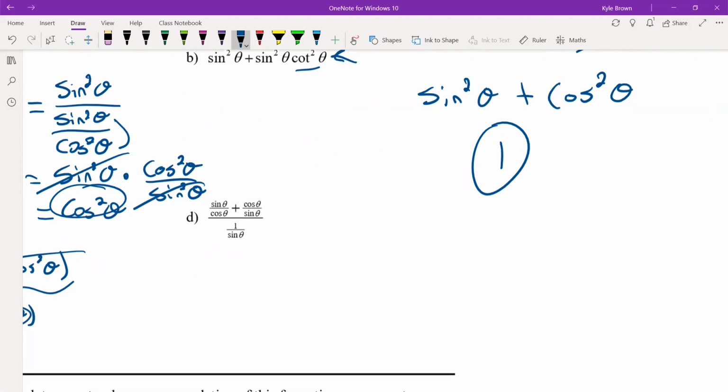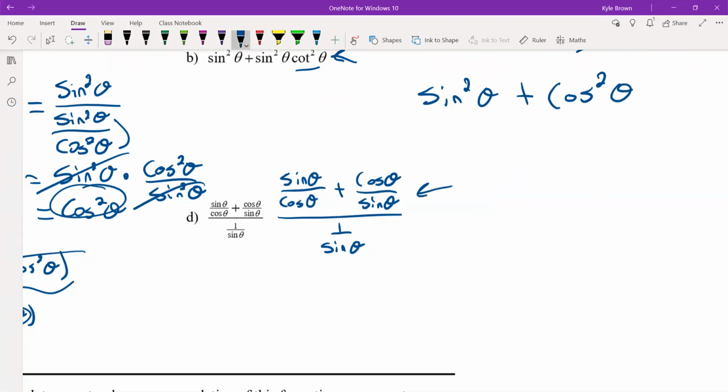I'm gonna write this again just so I can have it a little bit bigger too. So this is sine theta over cos theta plus cos theta over sine theta, over 1 over sine theta. All right, so like I said, this is one of our tricks: I want to see if I can get this top guy all over the same denominator. So how do I get over the same denominator?